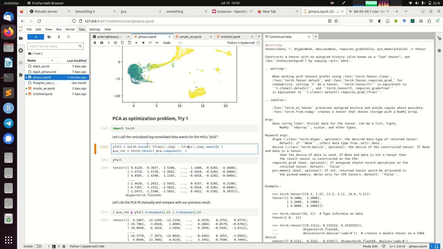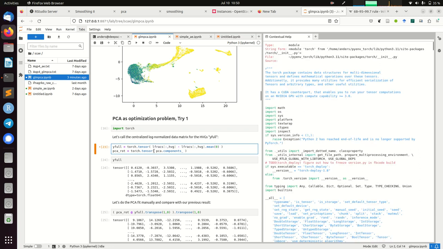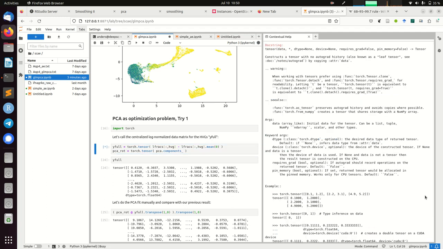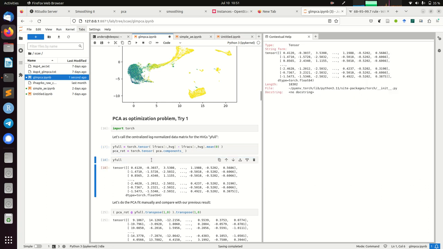And because we want to use this, we now say, please make this matrix a tensor. And now we have this tensor. In the same way, we take our PCA components, the PCA rotation, and also turn it into a tensor. So here you can now see what my full data matrix Y looks like. It just tells me it's a tensor with two dimensions.